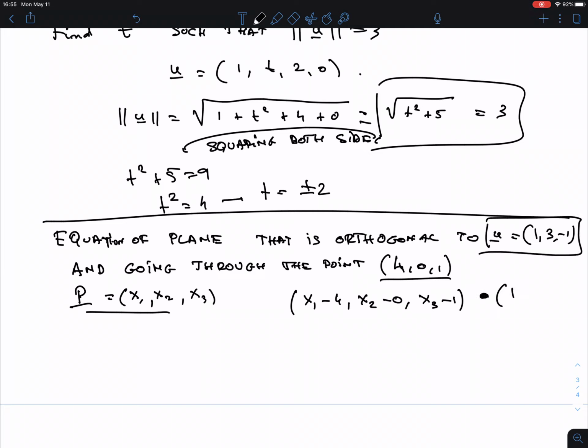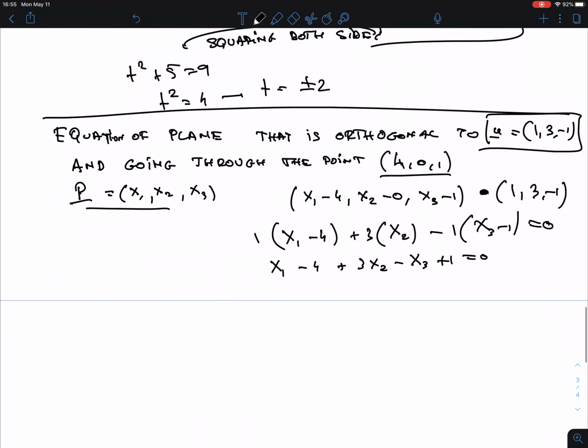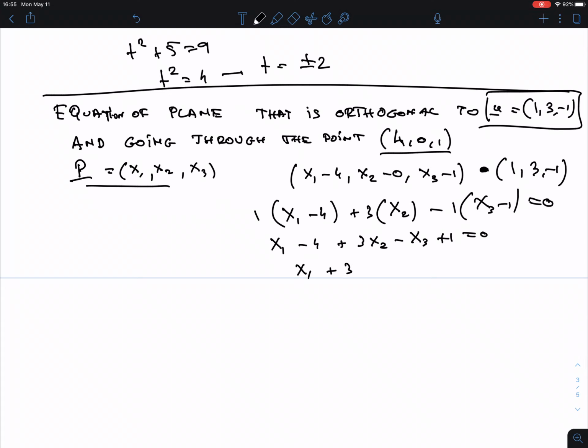So this is the condition, with 1, 3, minus 1. We can work this out. This means x1 minus 4 times 1 plus 3 times x2 minus 1 times x3 minus 1 equals 0. And that's the equation. We can simplify: x1 minus 4 plus 3x2 minus x3 plus 1 equals 0. And then normally we write an equation in this form, putting the constant on the other side, plus 4 minus 1, so a 3 here.